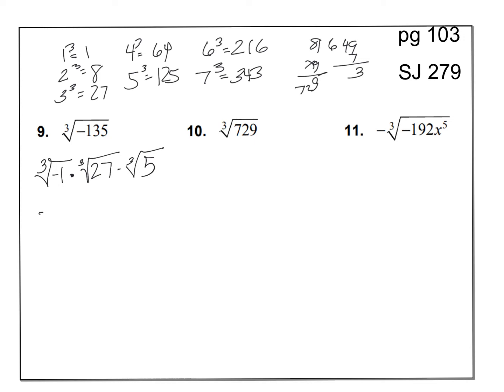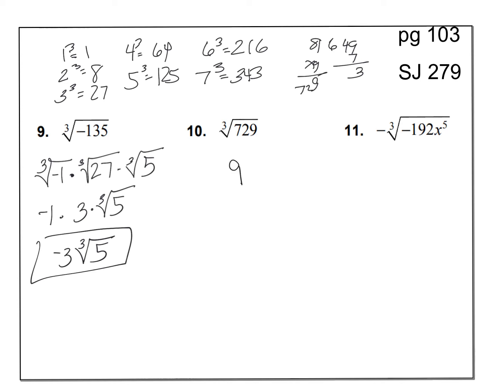The cube root of -1 is -1. The cube root of 27 is 3. And the cube root of 5 I can't do anything with. So -1 times 3 is -3 times the cube root of 5. And then number 10, the cube root of 729 is 9, because 9 to the 3rd power is 729.